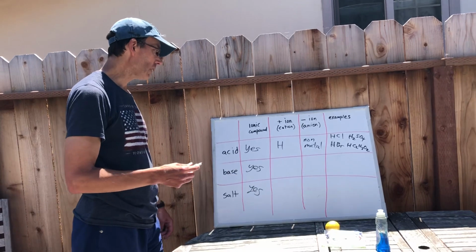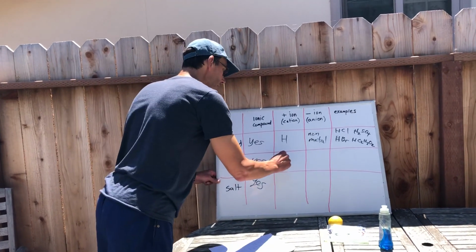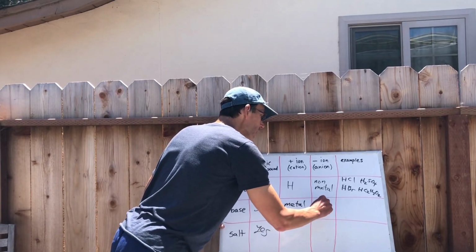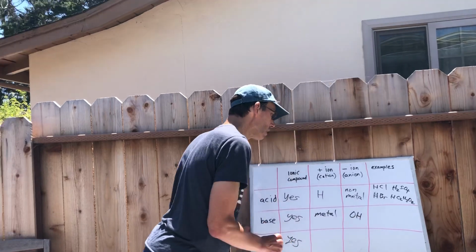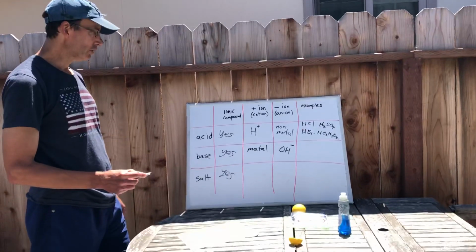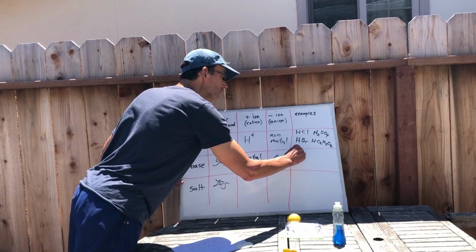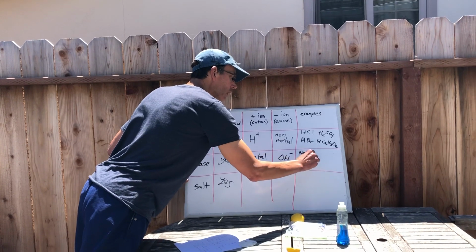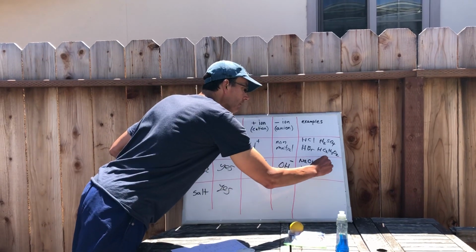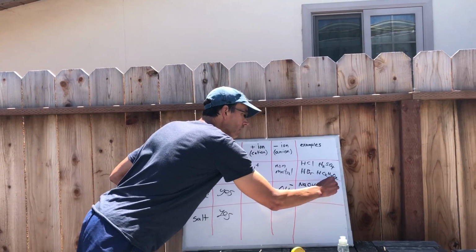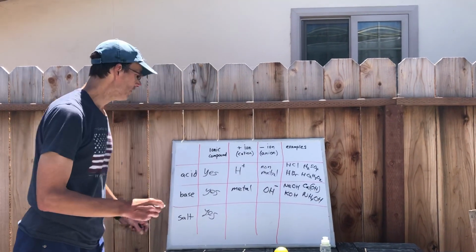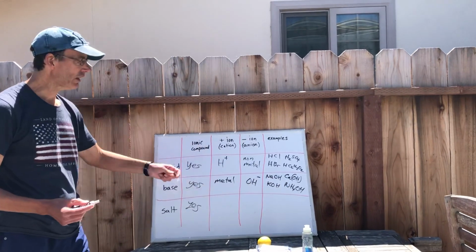Bases: the positive ion is a metal, and the negative ion is a hydroxide. So I should put a plus here and a minus here. Some examples would be sodium hydroxide, potassium hydroxide, calcium hydroxide, and even ammonium hydroxide. Even though the ammonium ion is not a metal, it acts like a metal.